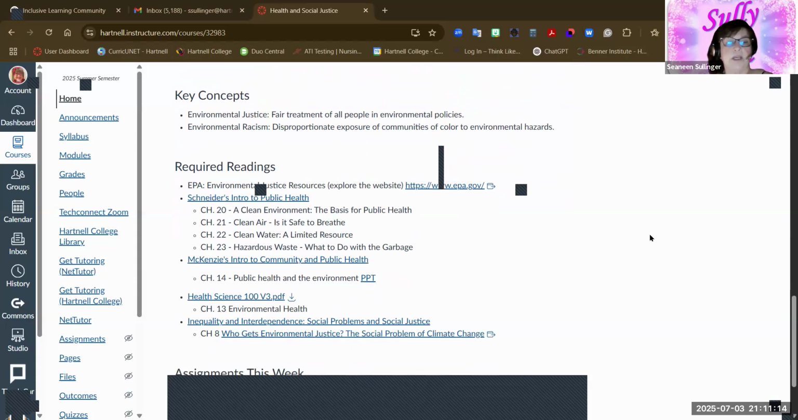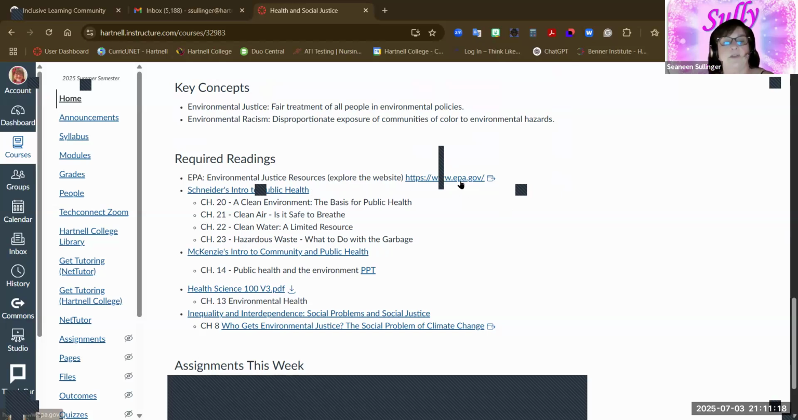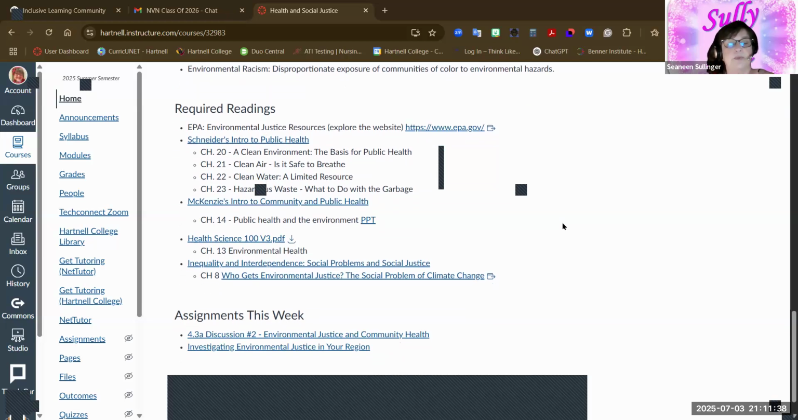For your required readings, you have your different textbooks, and I also added the Environmental Protection Agency website that has specific justice resources available. Feel free to explore the website and see what they have, different committees and political actions, things like that that you might be interested in and that could help you out this week.